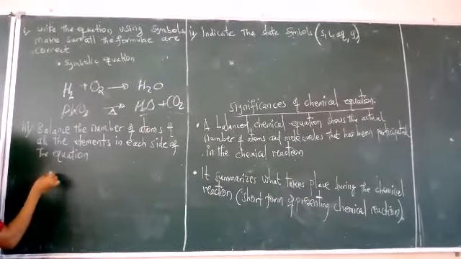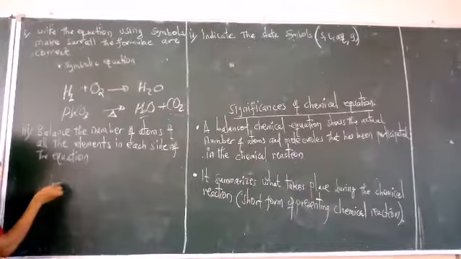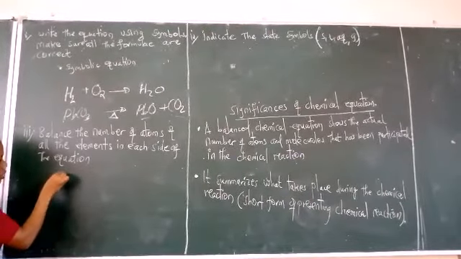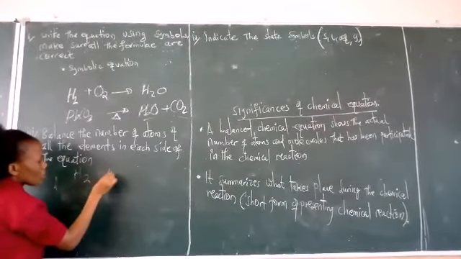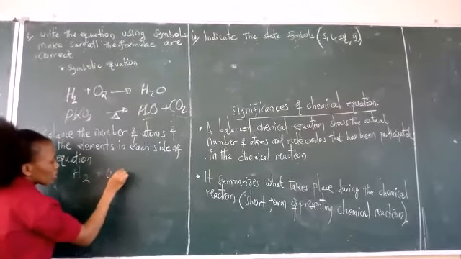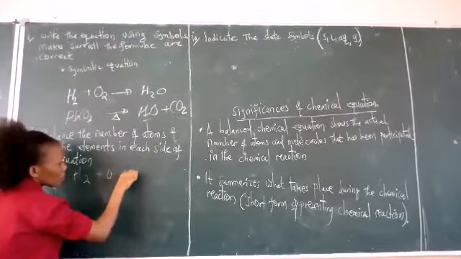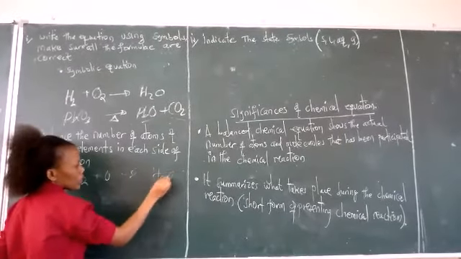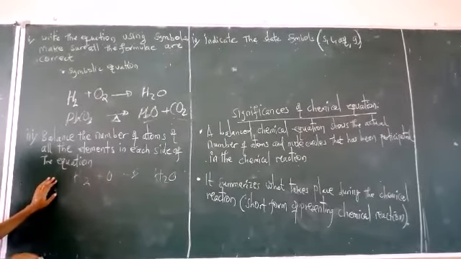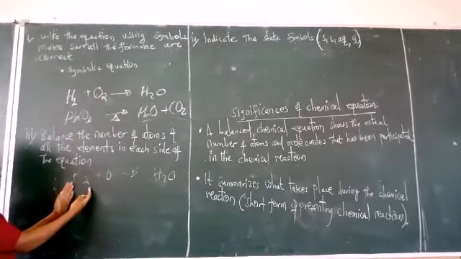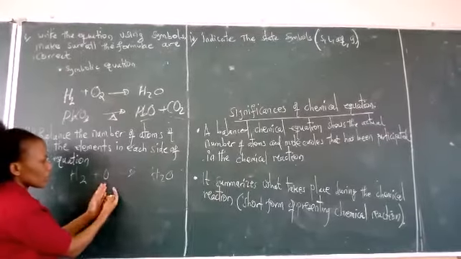We have from the first example that hydrogen gas combines with oxygen gas to form water molecule. You can see in balancing here, we have 2 hydrogen atoms, 2 oxygen atoms.